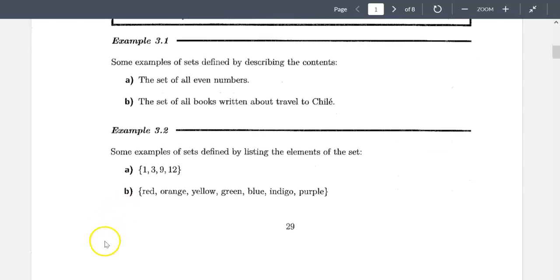Example 3.2 shows that sometimes we can describe a set in words, or you can simply list the elements out. For example, I have a set with the elements 1, 3, 9, 12, or a set with the elements red, orange, yellow, green, blue, indigo, purple, also known as the set of the colors of the rainbow.